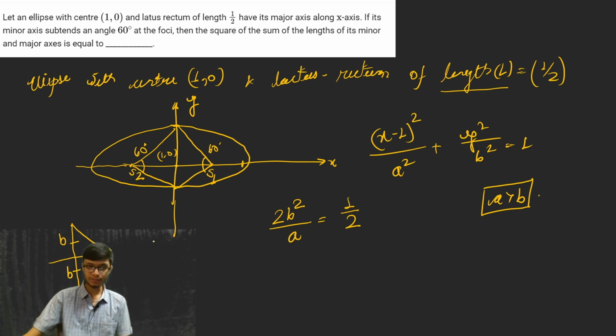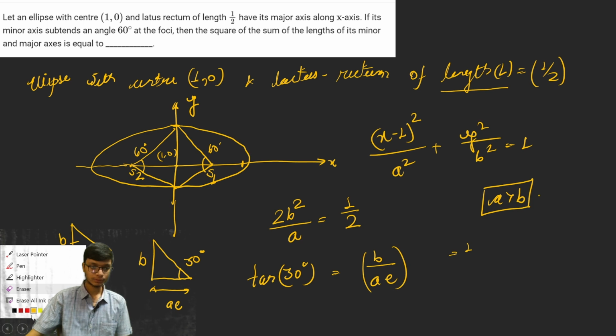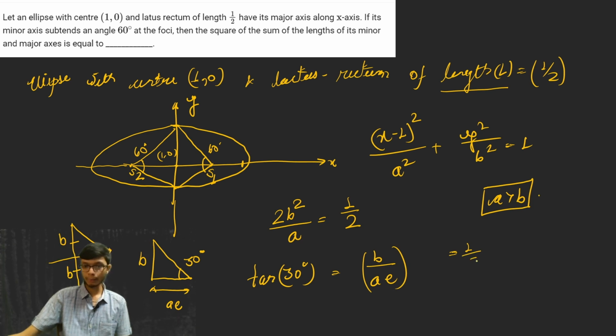All right. So from here you can say that I can consider this triangle, which has a length of ae, and this is b, and the triangle has an angle of 30 degrees. So if I apply some trigonometric rules, tan of 30 degrees is basically equal to b by ae. I can write this, and this value I can represent as 1 by root 3.